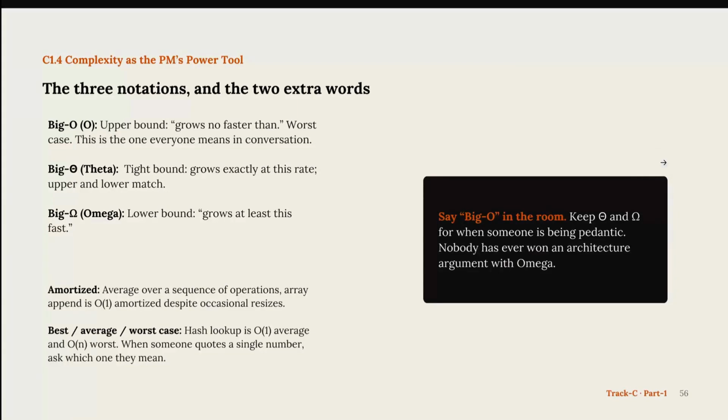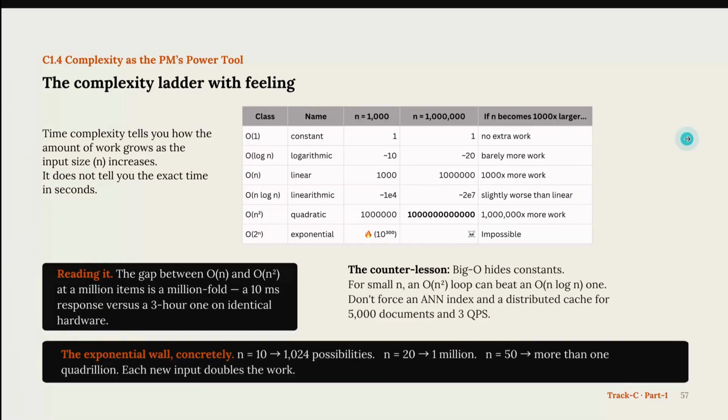So we looked at the big O notations earlier. We said big O is the worst case scenario, big theta is the tight bound, and big omega is the lower bound. Okay, the best option to use is always big O in the room. If somebody is being pedantic, keep the big theta and omega in the picture, but we always talk about the big O notation. And we saw this complexity ladder earlier as well.